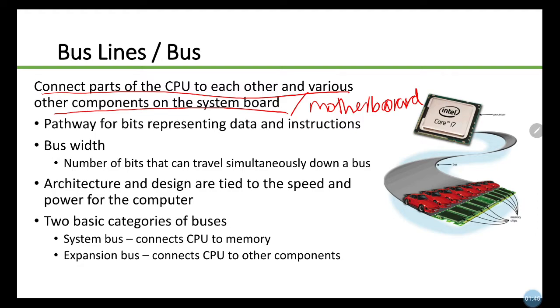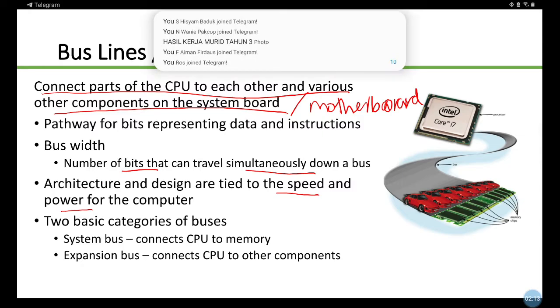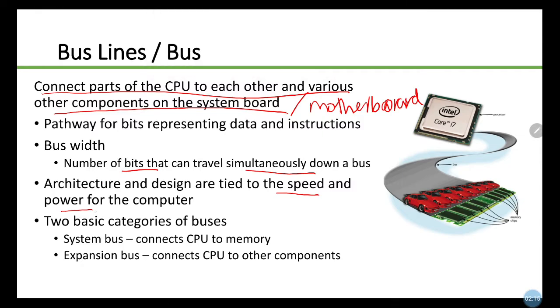It has a bus width. Bus width determines the number of bits that can travel simultaneously down a bus. So this is the bus. It's like a wide, slim cable where the information is transferred. The architecture and design are tied to the speed and power of the computer. So if the bits are higher, the bus width is bigger, meaning more information can travel.